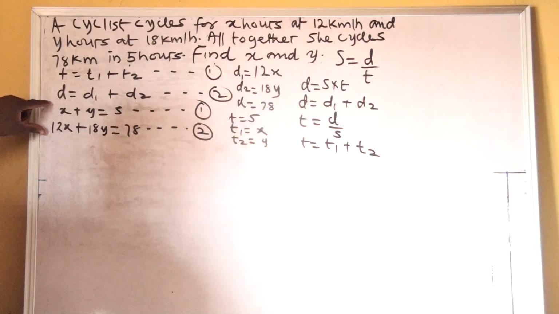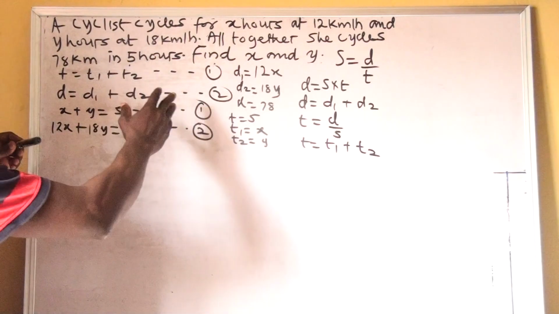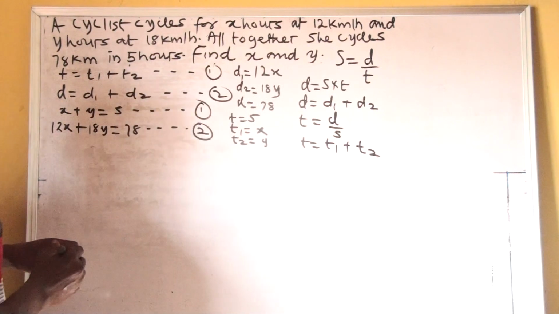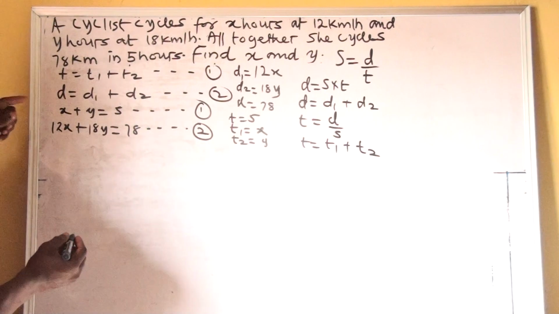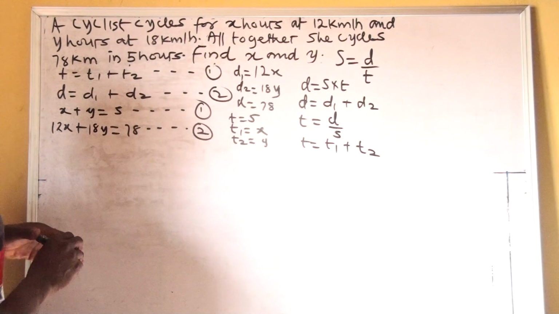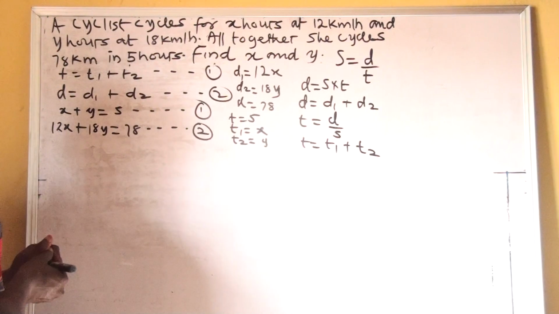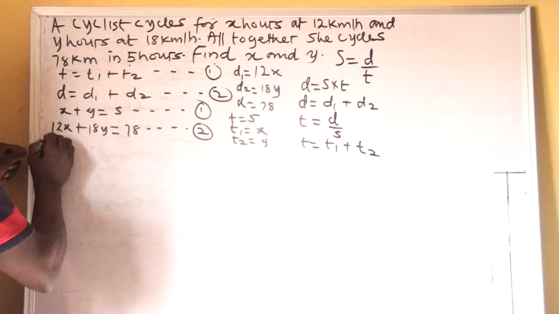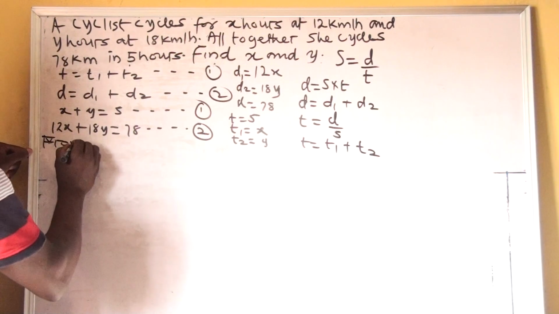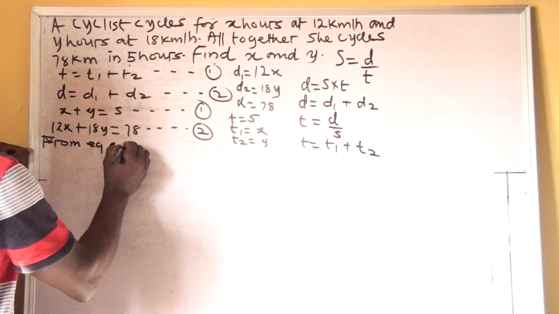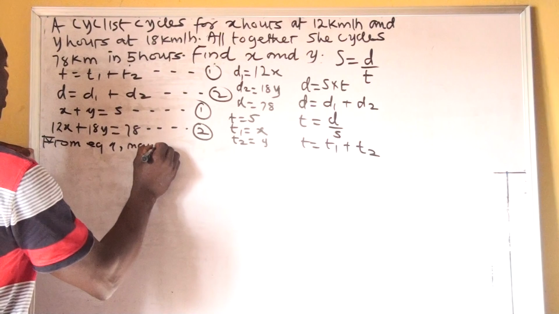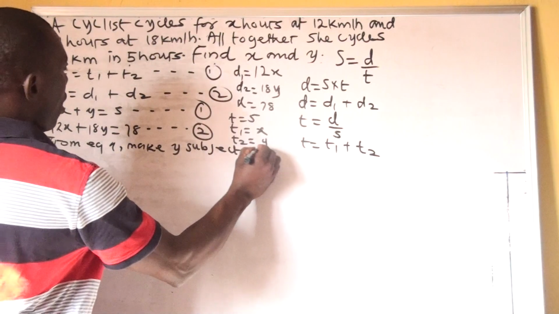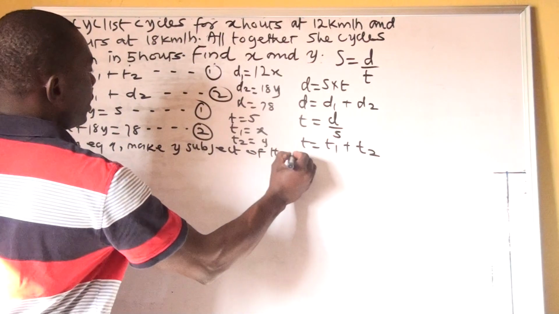Now, having established the equations, the next thing is to what? Is to resolve these equations using any of the methods. Okay, quickly let's make use of what we call the substitution method. So let's substitute y. So in this case, we'll make y the subject of the relation. So from equation 1, make y the subject of the relation.